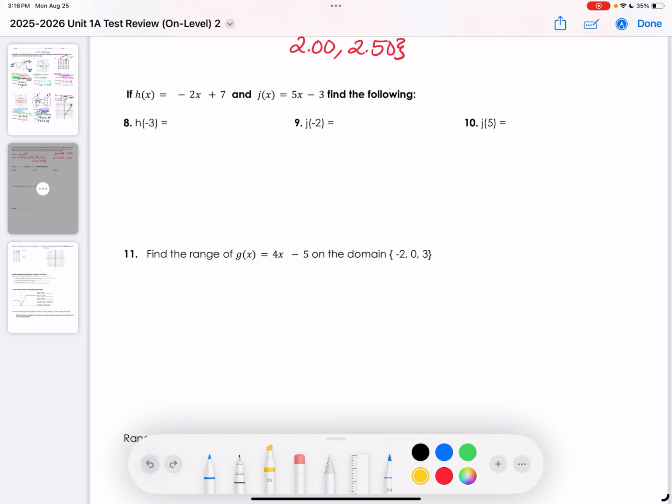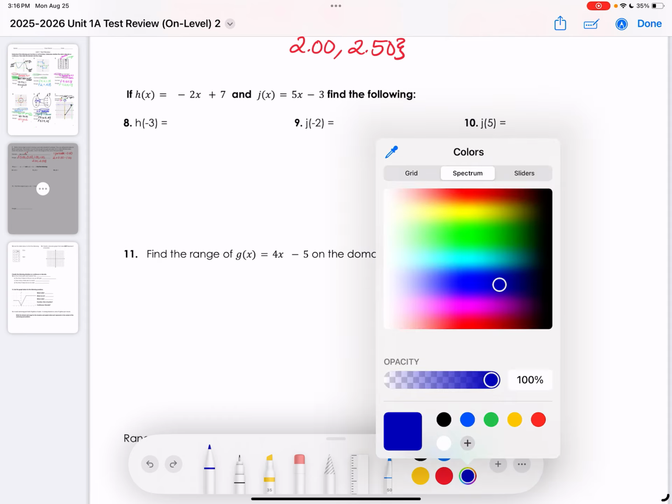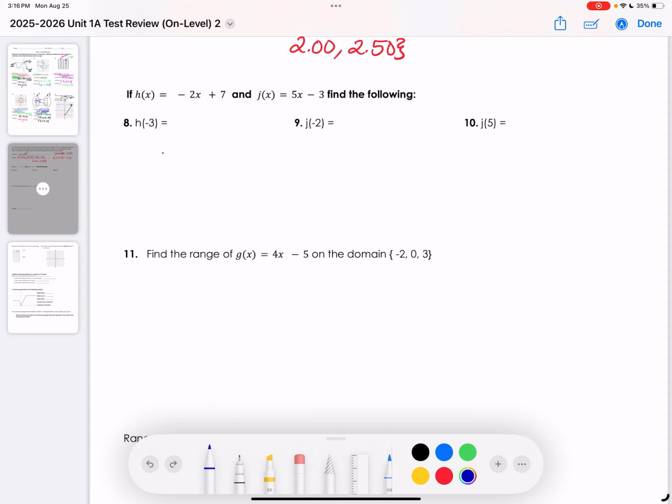So let's see how that looks on paper. Well, digitally for me, paper for you. Okay, so it's going to be negative 2 times 3 plus 7. So negative 2 times 3 is negative 6 plus 7. That gives me a value of 1.